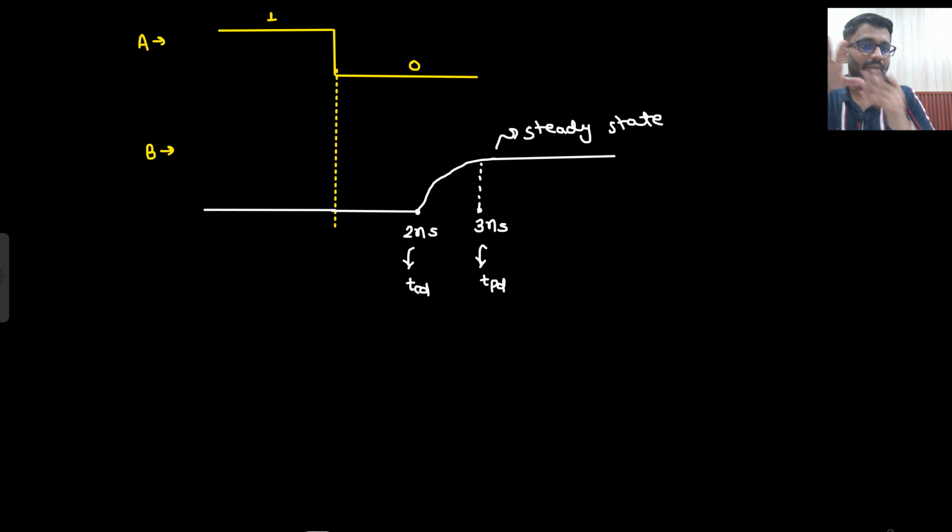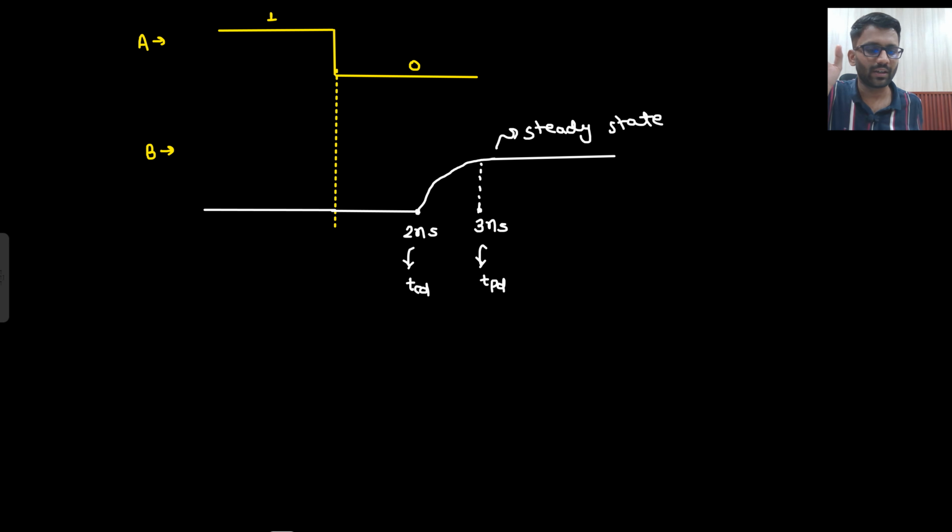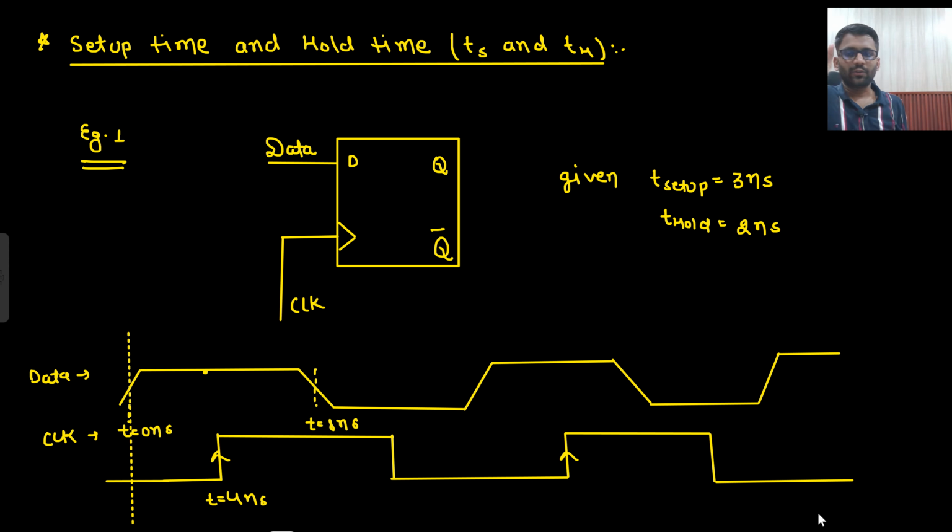Contamination delay is the time when it starts going towards the steady state, and propagation delay is the time when it has reached the steady state. Very easy concept, very straightforward. Sometimes people get confused about what contamination delay and propagation delay are. Now you are good with that, right?